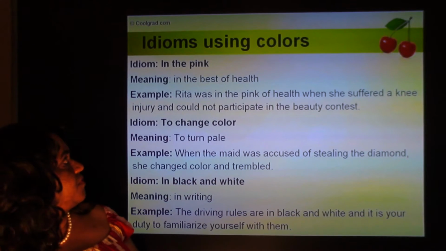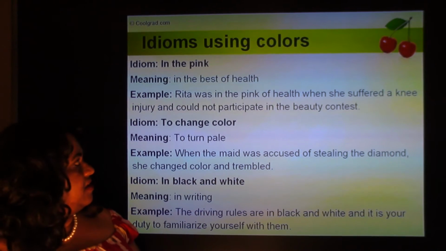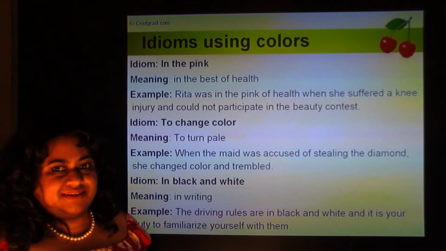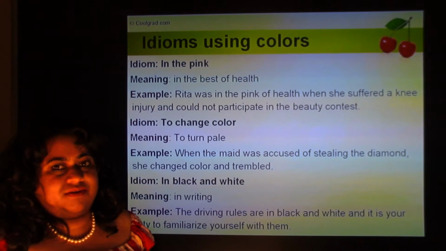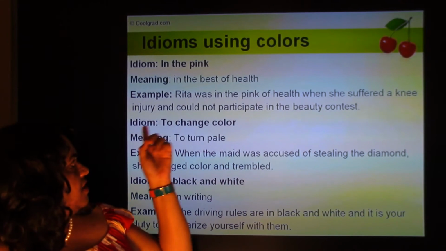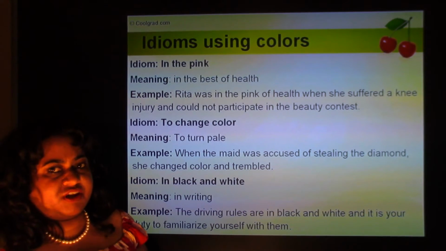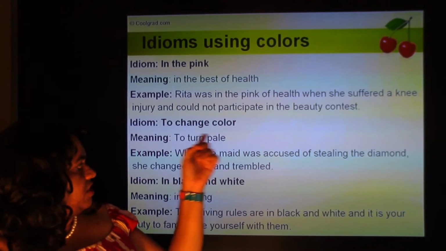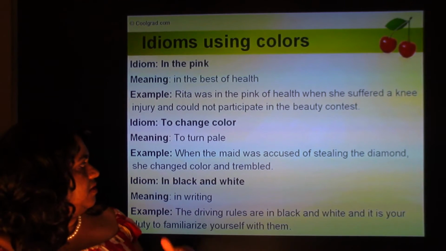Idioms using colors. In the pink. So it's usually like in the best of health. So your cheeks are pink and well nourished. Example, Rita was in the pink of health when she suffered a knee injury and could not participate in the beauty contest. To change color means to turn pale.